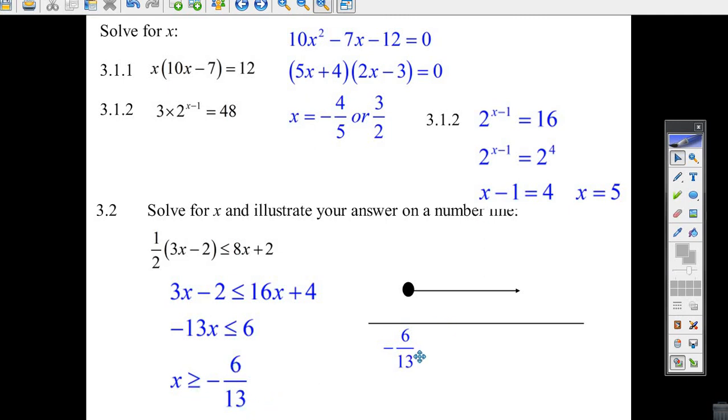How do we put that on a number line? We just make a point right at minus 6 over 13. It's everything bigger than it. So there would be 0 and then off to infinity this way. You fill it in solid because it's equal to. So that's how you illustrate it on a number line. And there's 3.1 and 3.2.